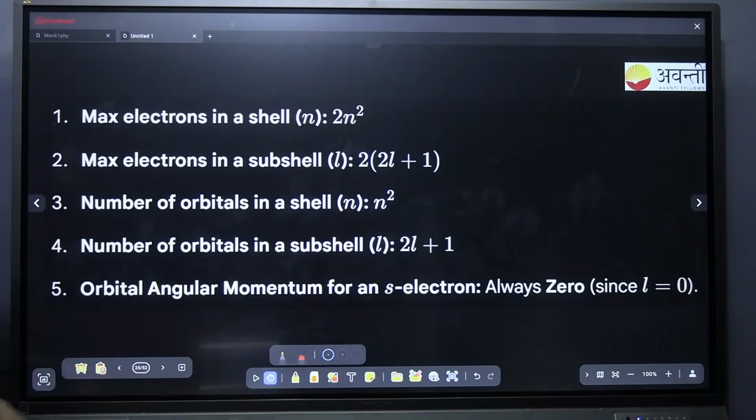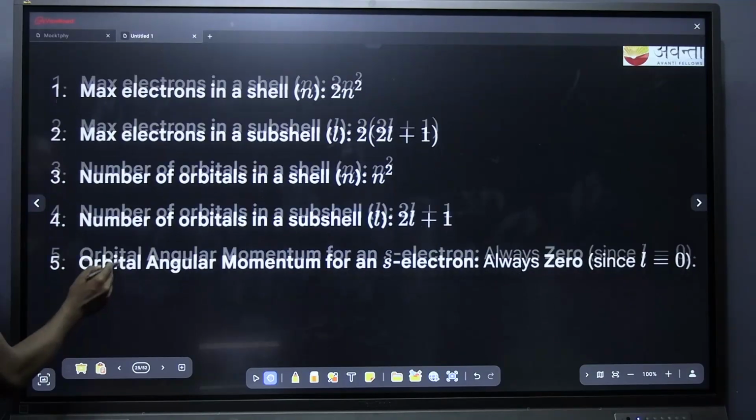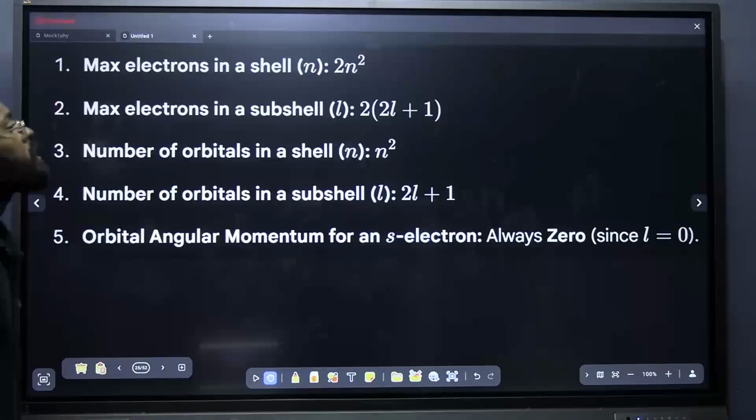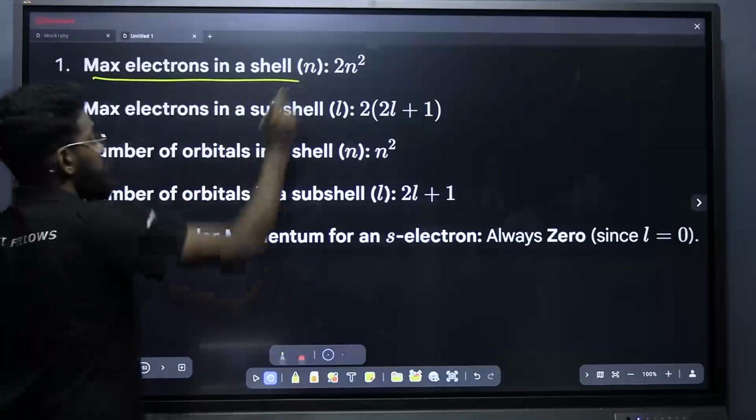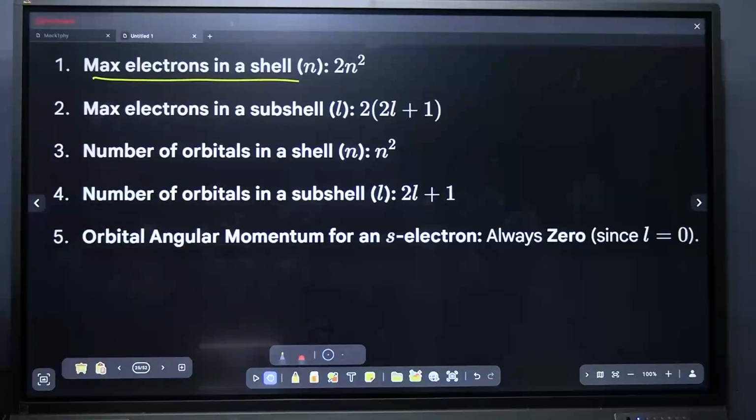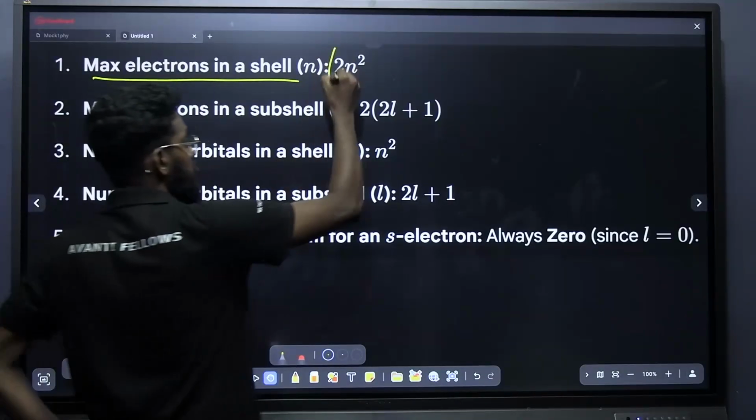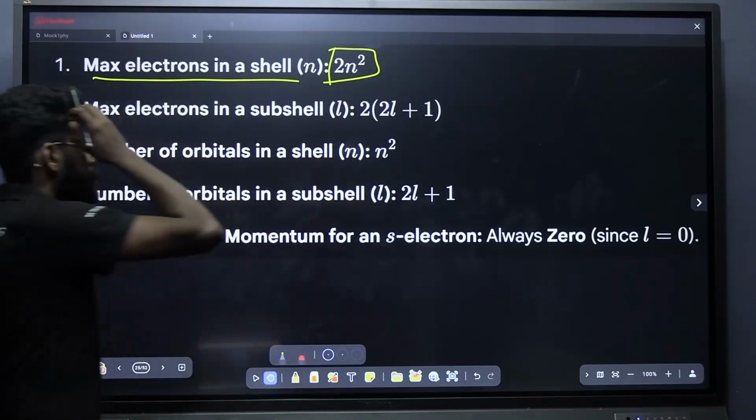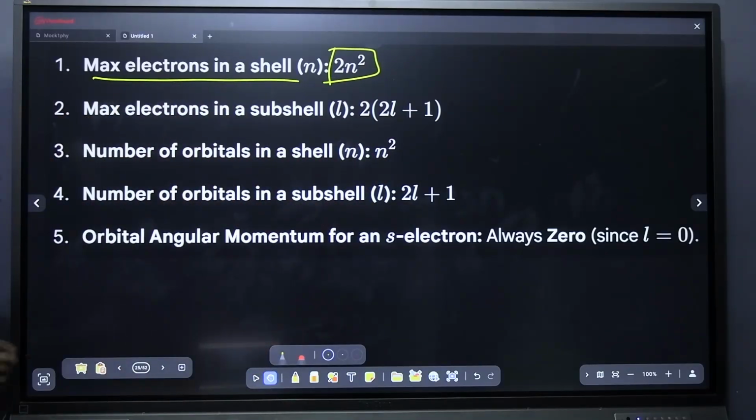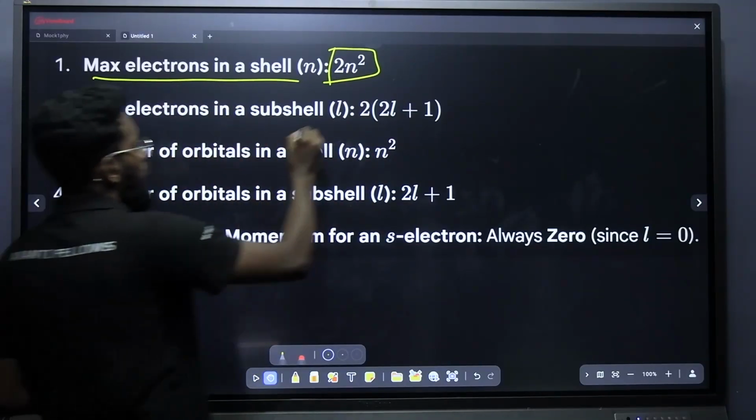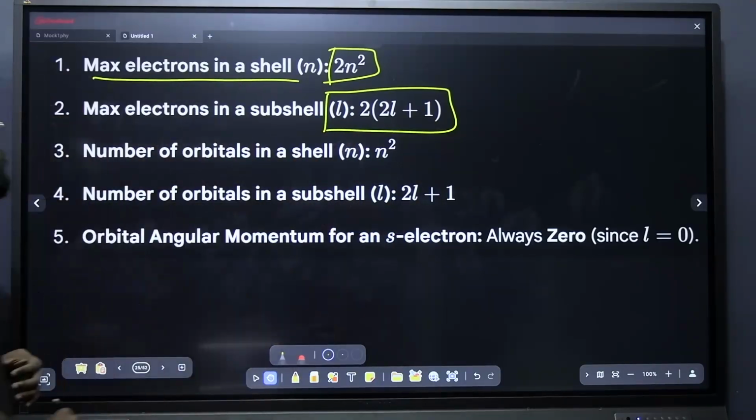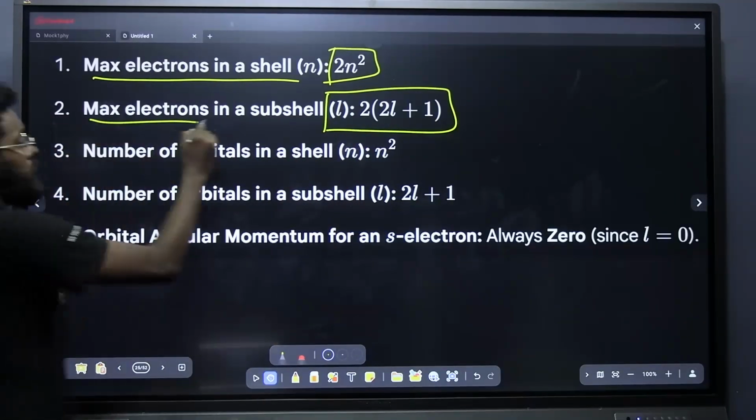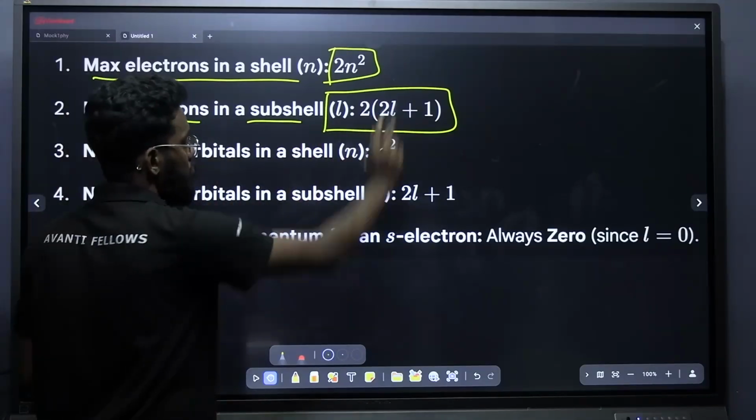Okay, I want to note down this one also. A question can come: how many electrons can be present in a particular shell? That is 2n square. How we can find out the total number of electrons present in a shell, that is 2n square. And how many subshells are there in a particular shell? The maximum electrons in a subshell is 2 into 2l plus 1.